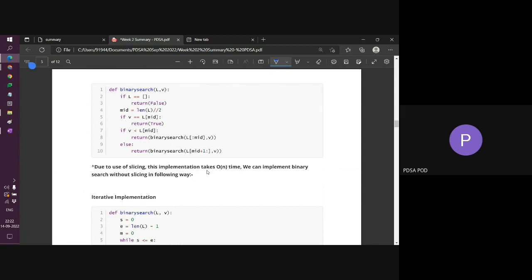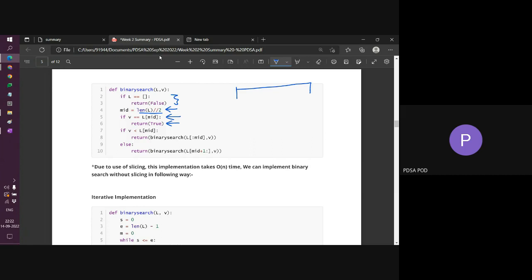So what does the binary search do? It checks for an empty list. If it is an empty list, it returns false. Then it fixes the mid element as the length of the list divided by 2, removing the fraction if it is an odd number. If you find it as the middle element, then you return true. If it is less than the middle element, what happens?